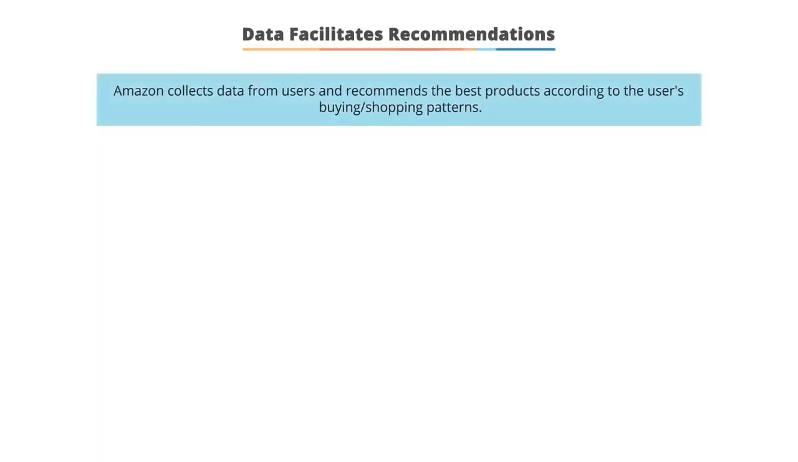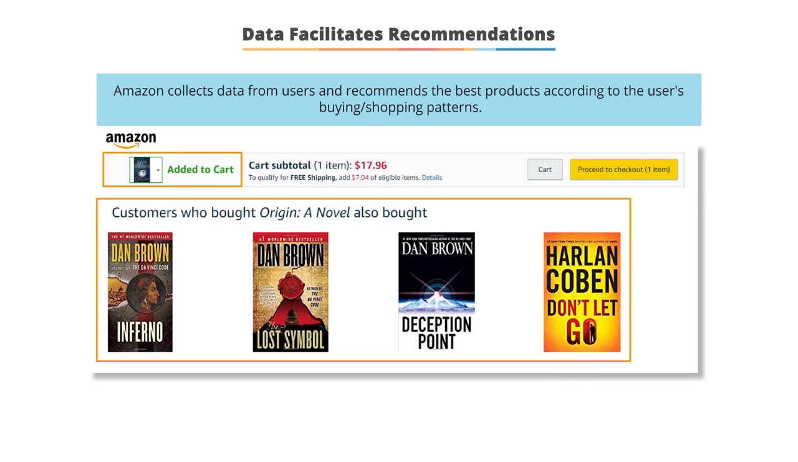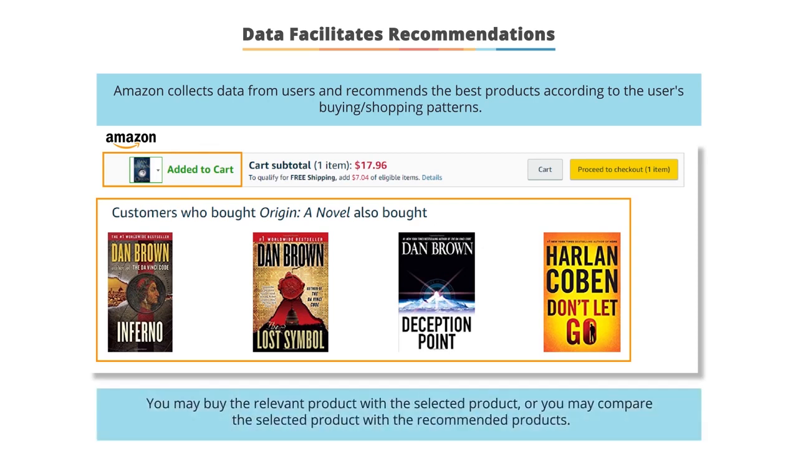Let's see how they work. Amazon collects data from users and recommends the best product according to the user's buying or shopping pattern. For example, when you search for a specific product in the Amazon store and add it to your cart, Amazon recommends some relevant products based on your past shopping and searching pattern. So before you buy the selected product, you get recommendations based on your interest, and there is a possibility that you may also buy the relevant product with the selected product. If not, you have the chance to compare the selected product with the recommended products.